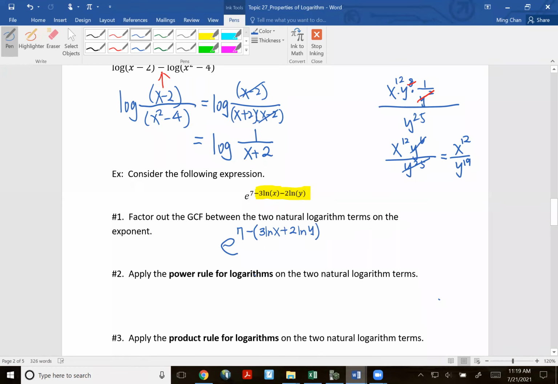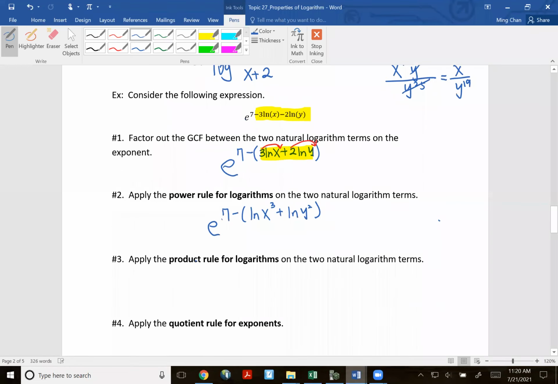Apply the power rule for logarithm. Okay. Apply the power rule for logarithm on the two natural log terms. So again, I'm looking at in here. The power rule for logarithm is saying the 3 and the 2 need to go back up on the exponents. So that's e to the 7 minus natural log of x to the third plus natural log y to the second power. Okay, remember they're all on the exponents. So when you do this problem on the homework, make sure all this thing you type in is on the exponent, not right next to the e.